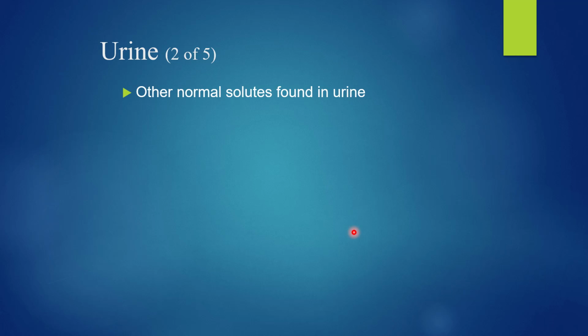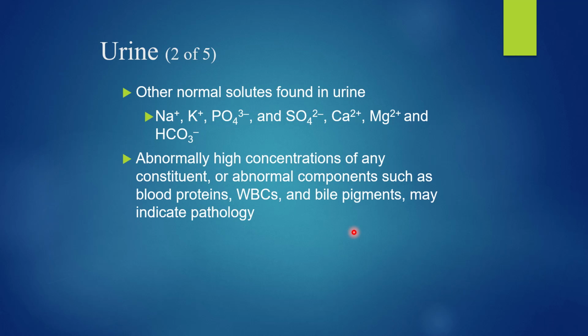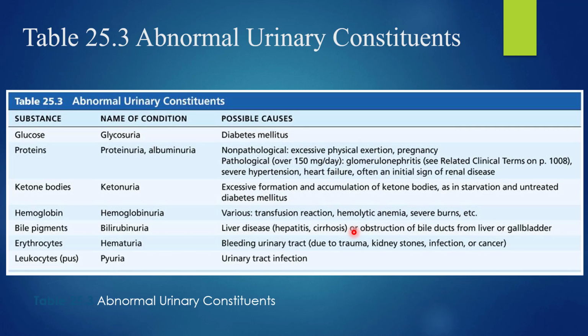Other normal solids found in the urine would be sodium, potassium, phosphate, sulfates, calcium, magnesium, and bicarbonates. Abnormally high concentrations of any constituents or abnormal components, such as blood proteins, white blood cells, and bile pigments, may indicate pathology. So these are the abnormal urinary constituents and the conditions that would result because of the presence of these substances, and why.